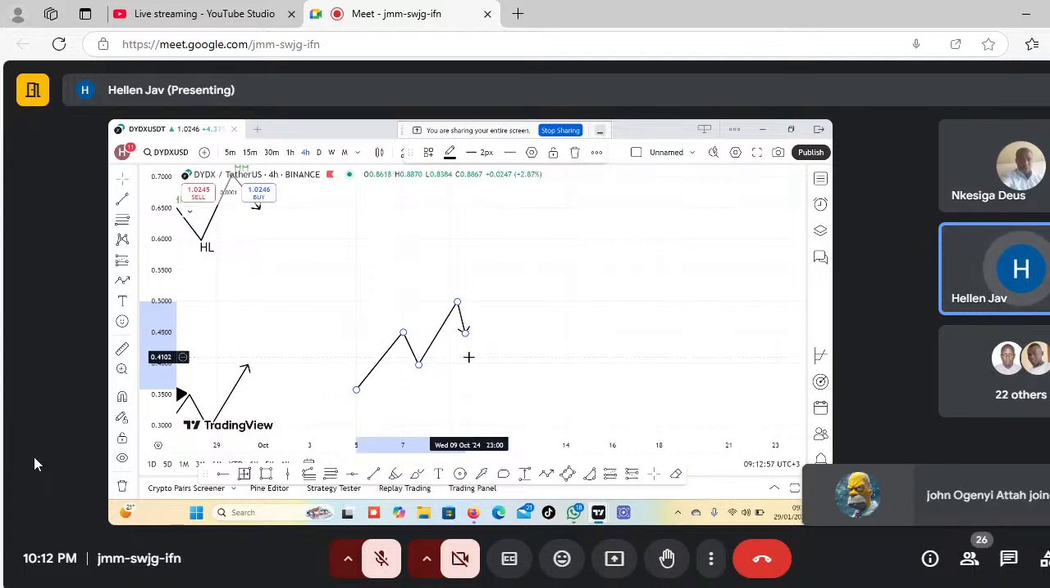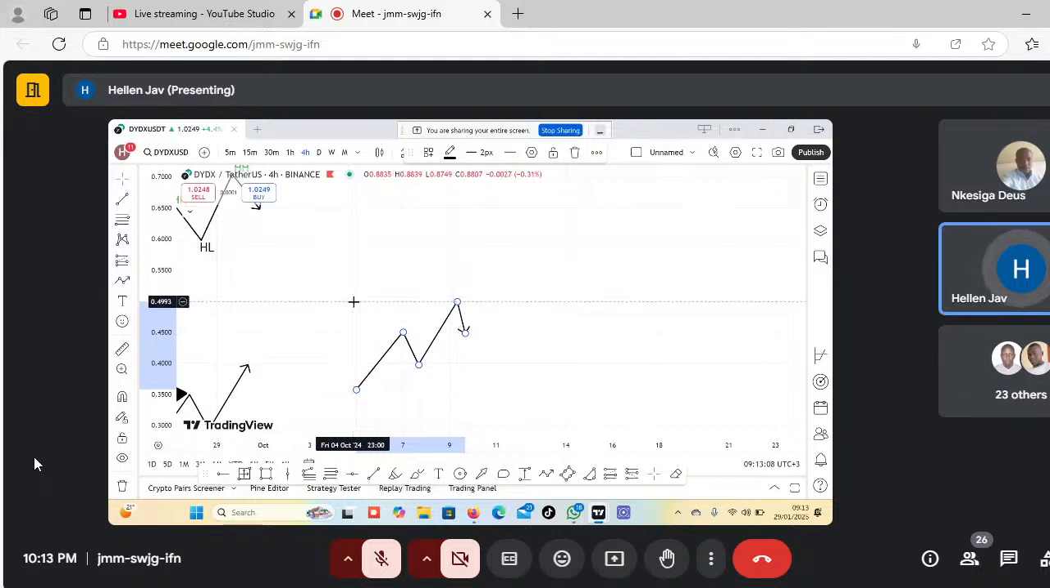You're getting the point. So now you're going to be eager to find your entries. But remember, at the back of your mind, we are entering from the impulsive move. So I'm going to be showing you how we can identify the beginning of the impulsive move. How are you going to do it?